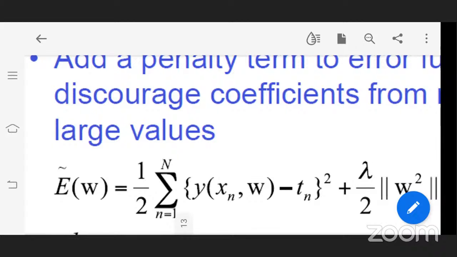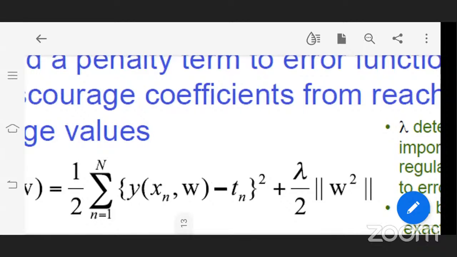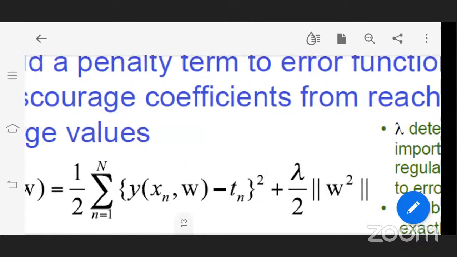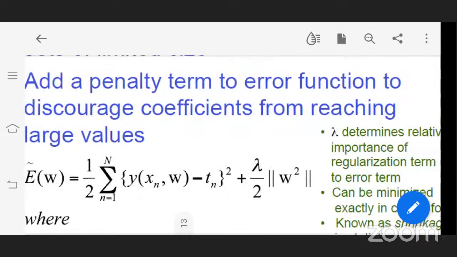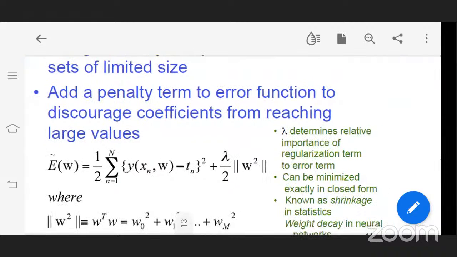Now you add a regularization over here: lambda by 2 mod w squared, so that large weights are not favored. This is a penalty term, which is also called regularization. It can deter, or kind of stop, the system from overfitting.